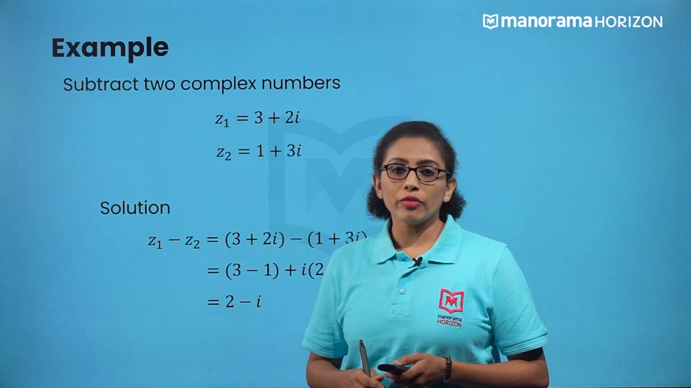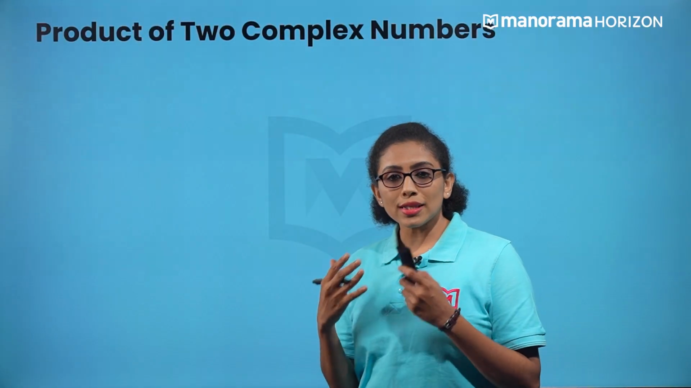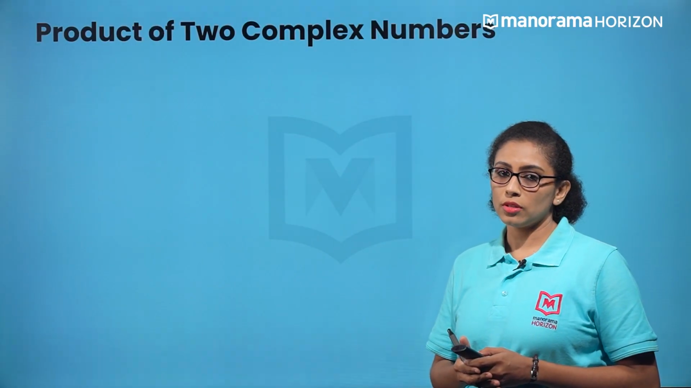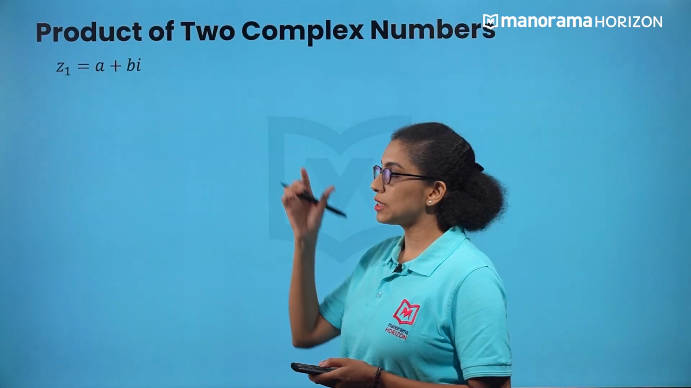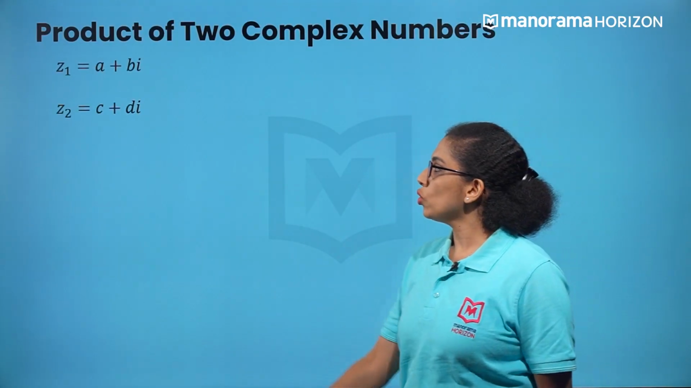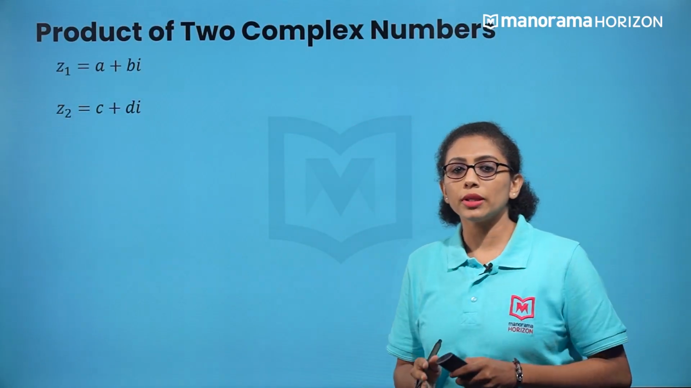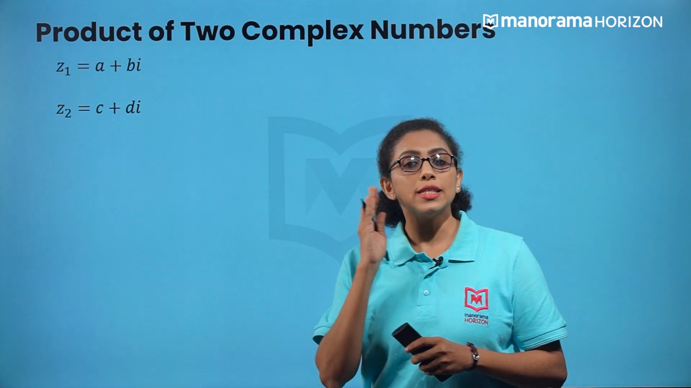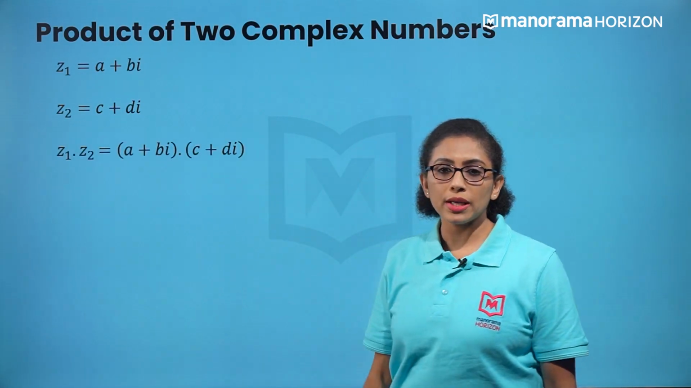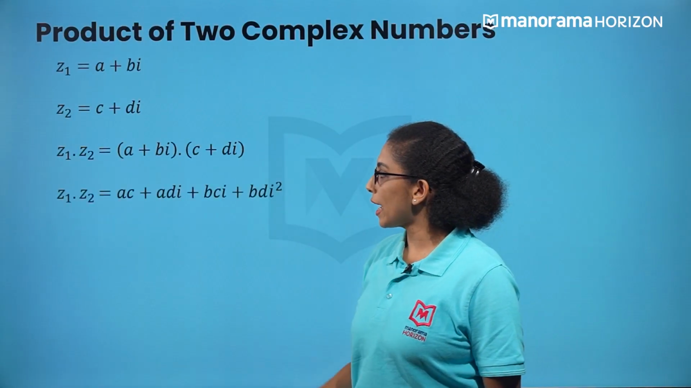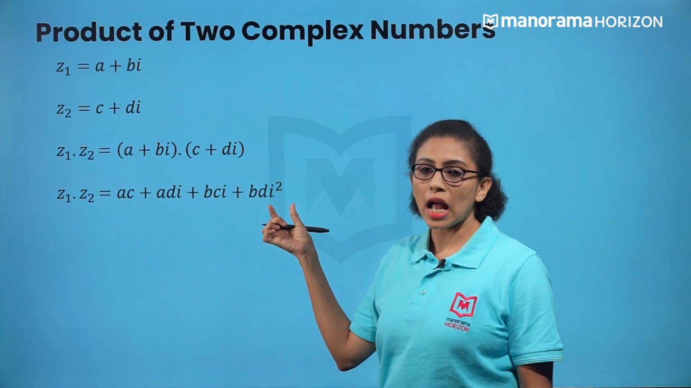Now, next we will see the product of two complex numbers. In order to understand the product of two complex numbers, we have to assume the complex number Z1 is equal to A plus BI, Z2 is equal to C plus DI. Each part of the first complex number gets multiplied by each part of the second complex number. That is A plus BI into C plus DI. Now, taking inside, we get AC plus ADI plus BCI plus BDI square.